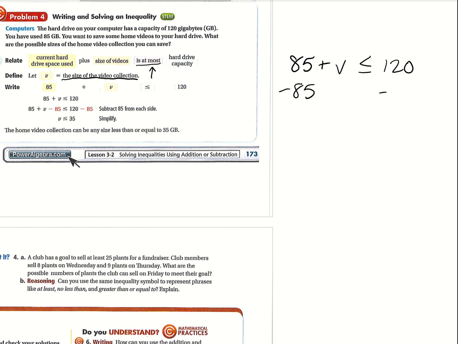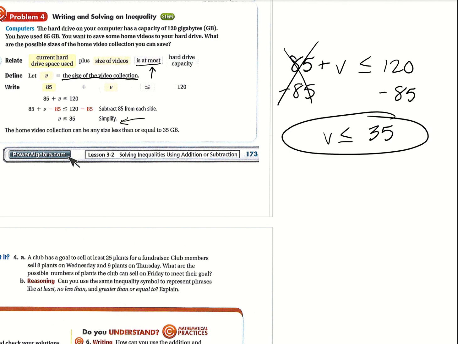Now we've set up our inequality, and we can go ahead and solve again like normal. We're going to use the subtraction property of inequality. See that I said it right this time. Cancel those out. We've got v is less than or equal to whatever that number is. Should be 35. Sweet, I should have just looked over here, it tells me. The maximum capacity of the video collection would be 35 gigabytes. That's the most space it can take up.